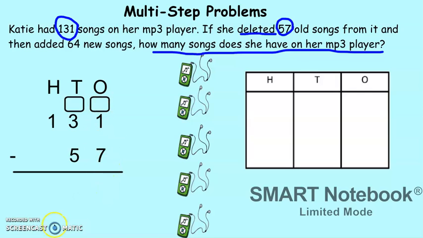Let's solve this together. Okay, so we always look at our ones place first, right? So, is there more on top or more on the floor? If you said more on the floor, you are correct. We need to go next door and get 10 more. So I'm going to cross out this 3, and that's going to become my 2. And this is going to become 11. So 11 minus 7 is what, boys and girls? If you said 4, you are correct.